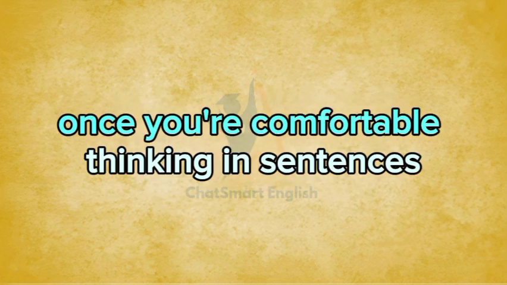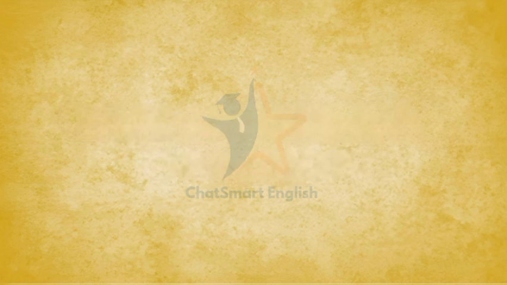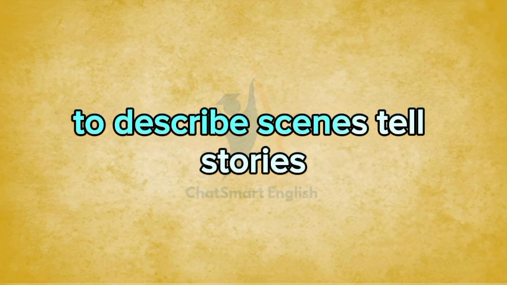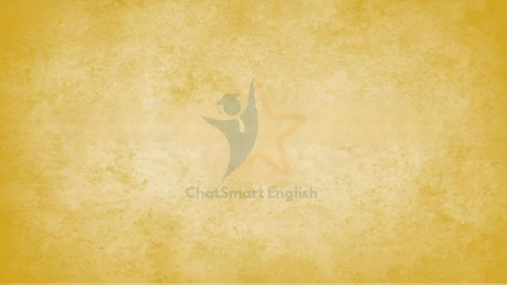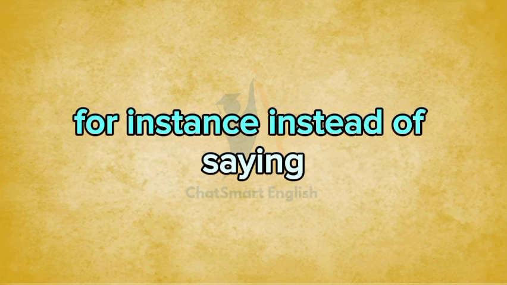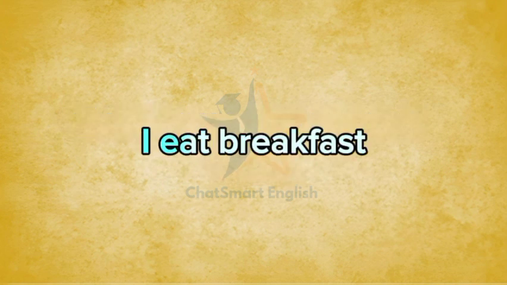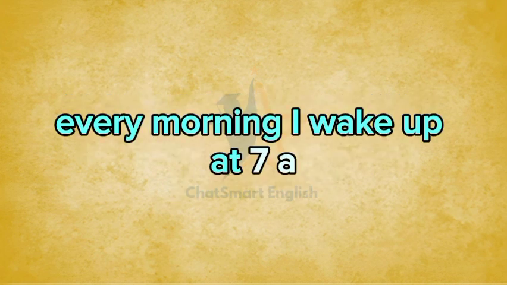Once you're comfortable thinking in sentences, it's time to level up to paragraphs. This stage involves connecting multiple sentences to describe scenes, tell stories, or share your thoughts in greater detail. For instance, instead of saying, "I wake up," "I brush my teeth," "I eat breakfast," you can combine these actions into a flowing paragraph. Every morning I wake up at 7 a.m.